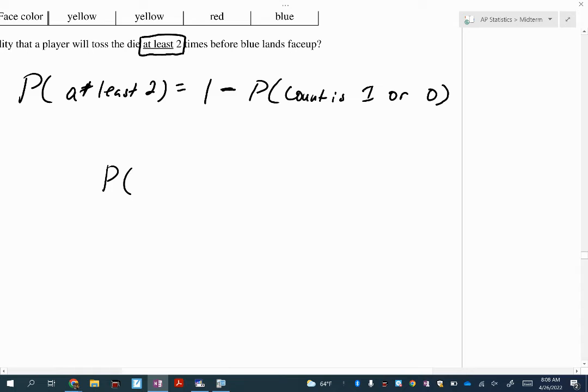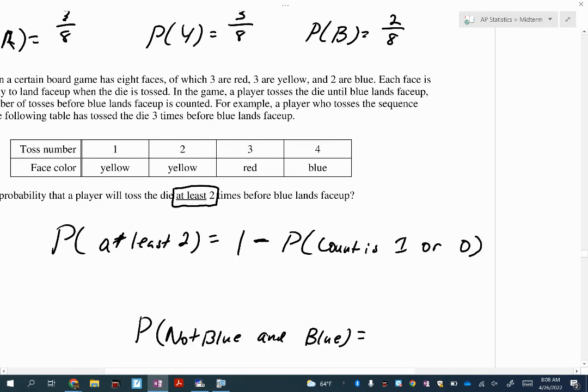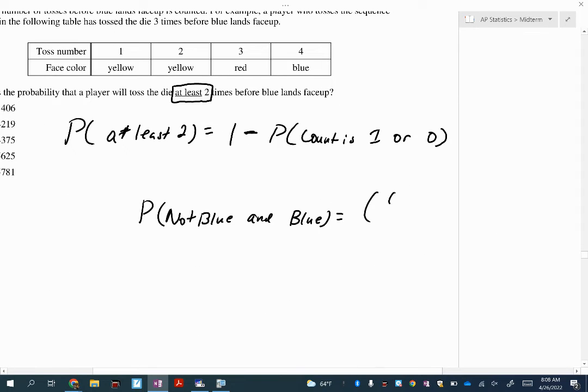So what's the probability that I go not blue and then blue? Because that would be like 1 roll. I know it's not right, it's 2, but we're counting 1. What's not blue? 6 out of 8, red or yellow together. So 6 out of 8 times what's blue? 2 out of 8. And then I want just blue on the first one, because that would be a count of 0 if I rolled blue on the first one. What's the likelihood that I go, boom, blue? 2 out of 8. Nice.